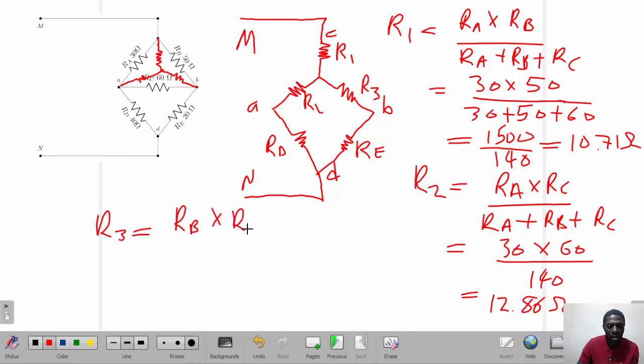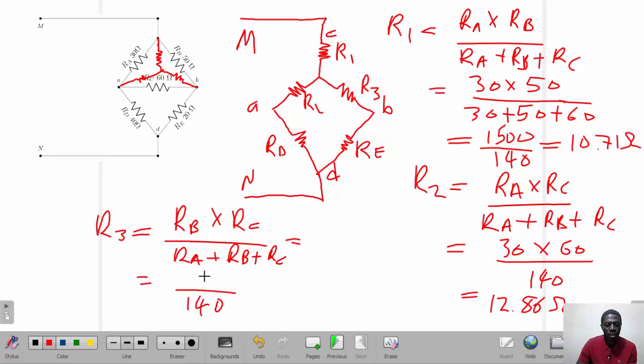And then I go get our R3, which is this one, is going to be equal to RB multiplied by RC over RA plus RB plus RC. The base is 140, then I've got 50 multiplied by 60. And this gives me 3000 divided by 140, which gives me 21.43 ohms. So these are the values of the resistances that we get.